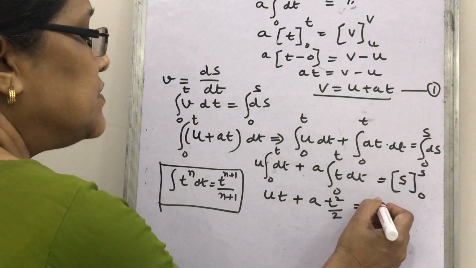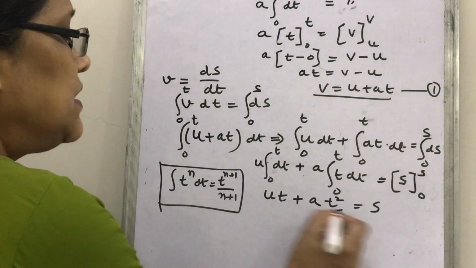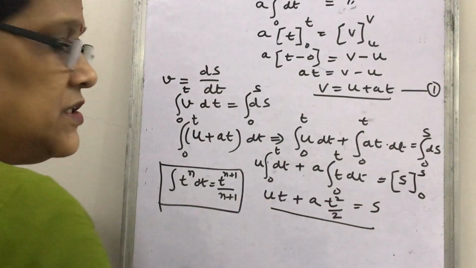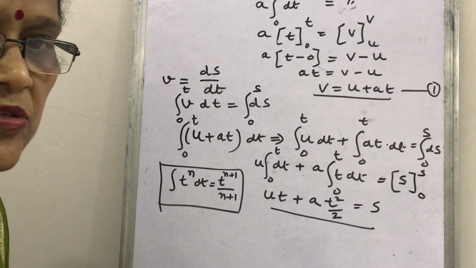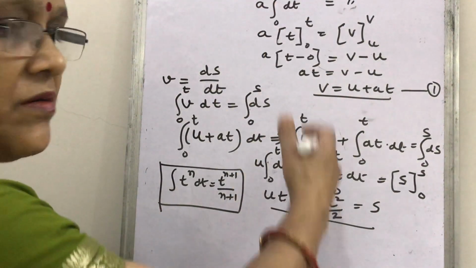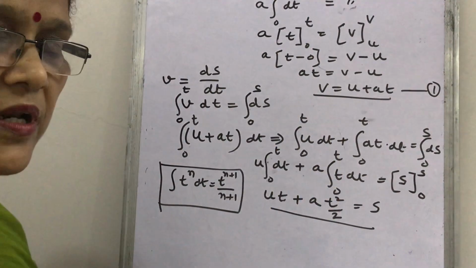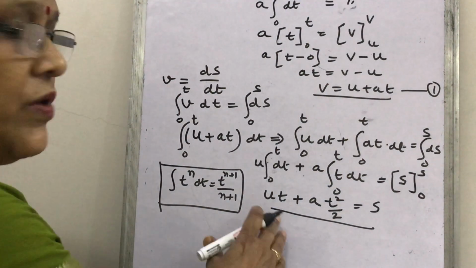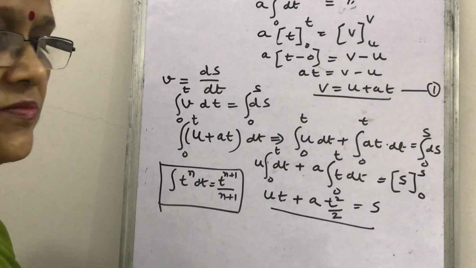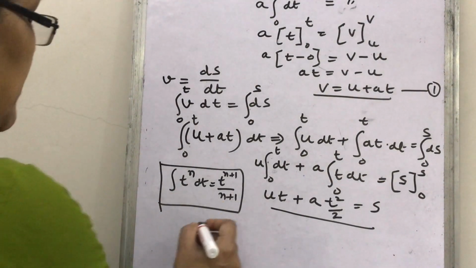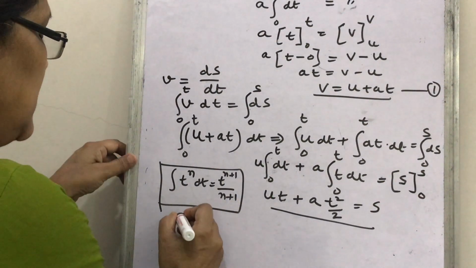This is equal to, again this will be s. And what is this equation? This is the second equation. So by using the calculus method, you have derived the second equation. What about the third equation? Look, the third equation is again considered.